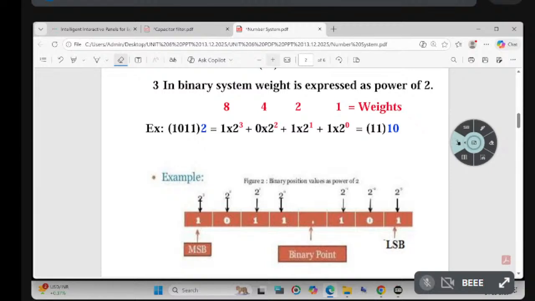Next we go for one more example with a decimal point. Without decimal point first. These are called weights: 1, 2, 4, 8, called binary weights. Power of 2. 2 to the power of 0 is 1, 2 to the power of 1 is 2, 2 square is 4, 2 cube is 8, and so on, from right to left.